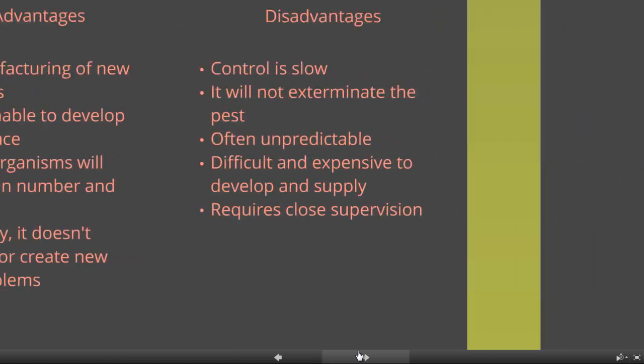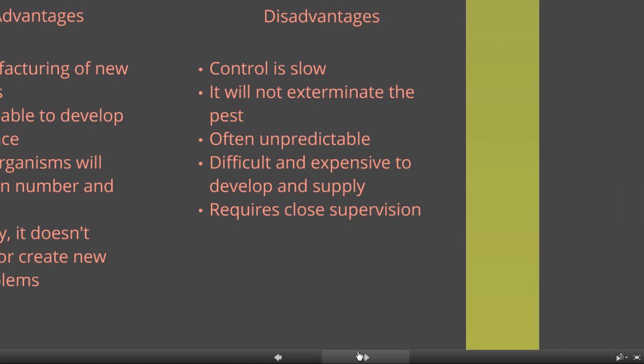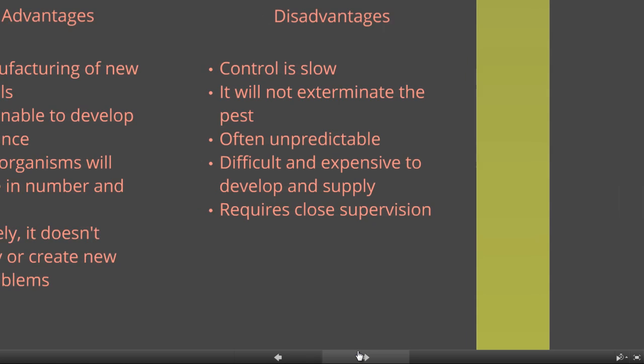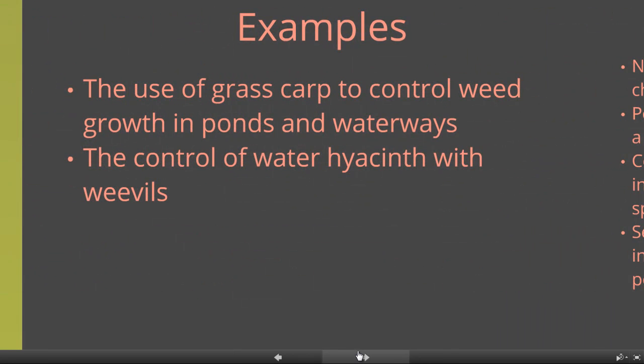The disadvantages: sometimes the control is slow, it doesn't fully exterminate the pest, and it's often unpredictable, so that could lead to that organism then becoming a pest, and we'll look at a couple of examples of that. It's usually difficult and expensive to develop and supply, and you need to monitor it constantly. It's not a simple thing to carry out, so it requires a lot of in-depth knowledge, and therefore it needs close monitoring.